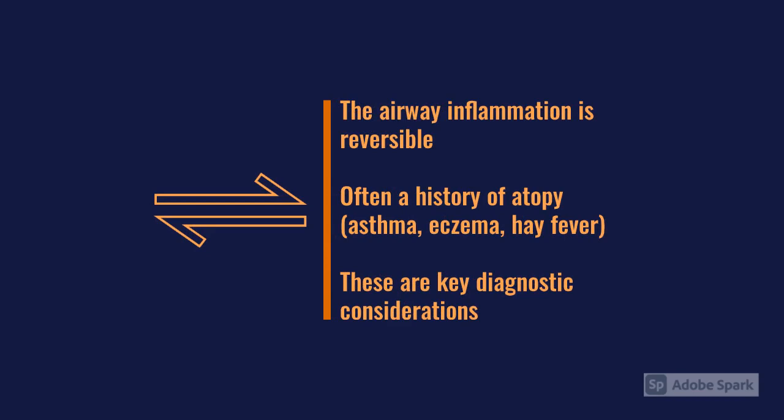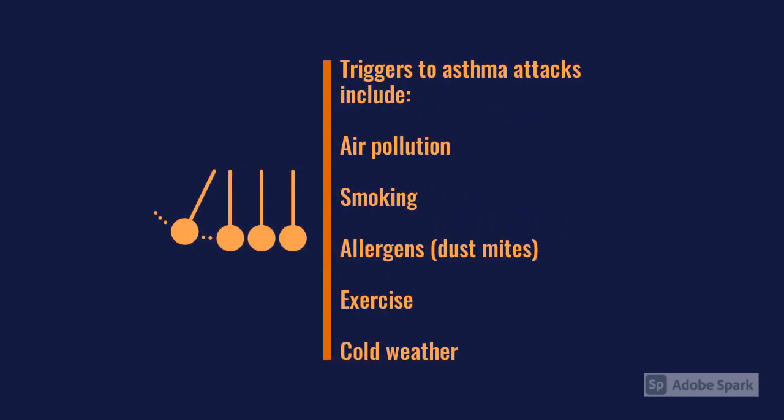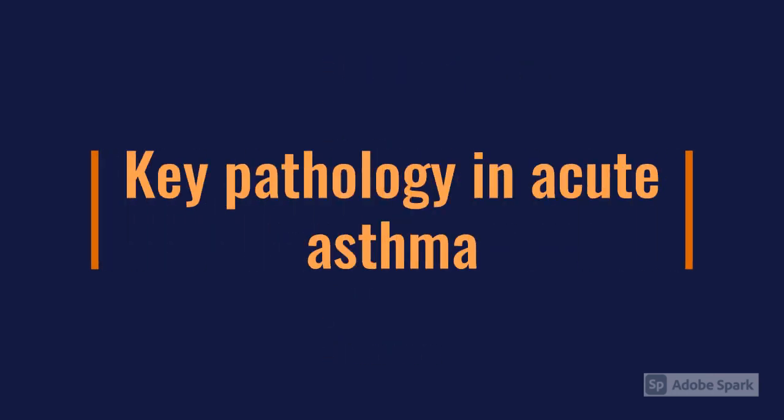And there are often lots of triggers that will set off some of this bronchial constriction, that being sort of air pollution, smoking, certain allergens like dust mites and things. The cold weather and exercise are two important considerations as well. In terms of the pathology in acute asthma, there's a few important considerations that we're just going to go over.